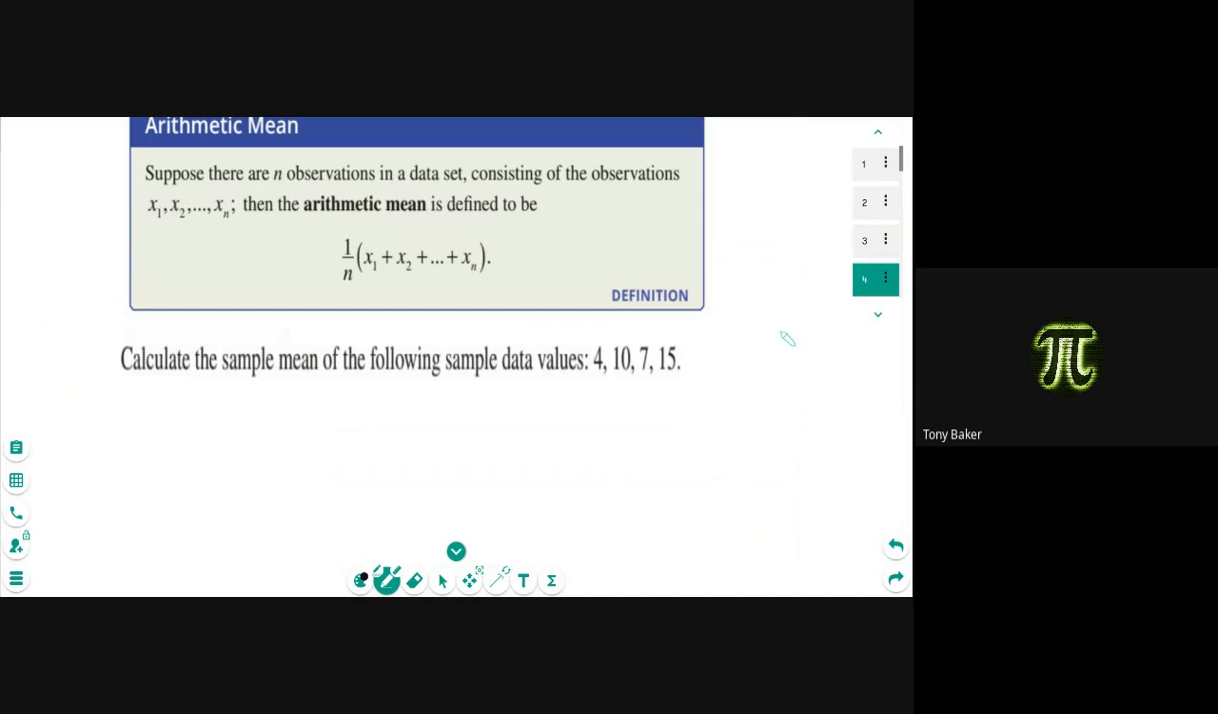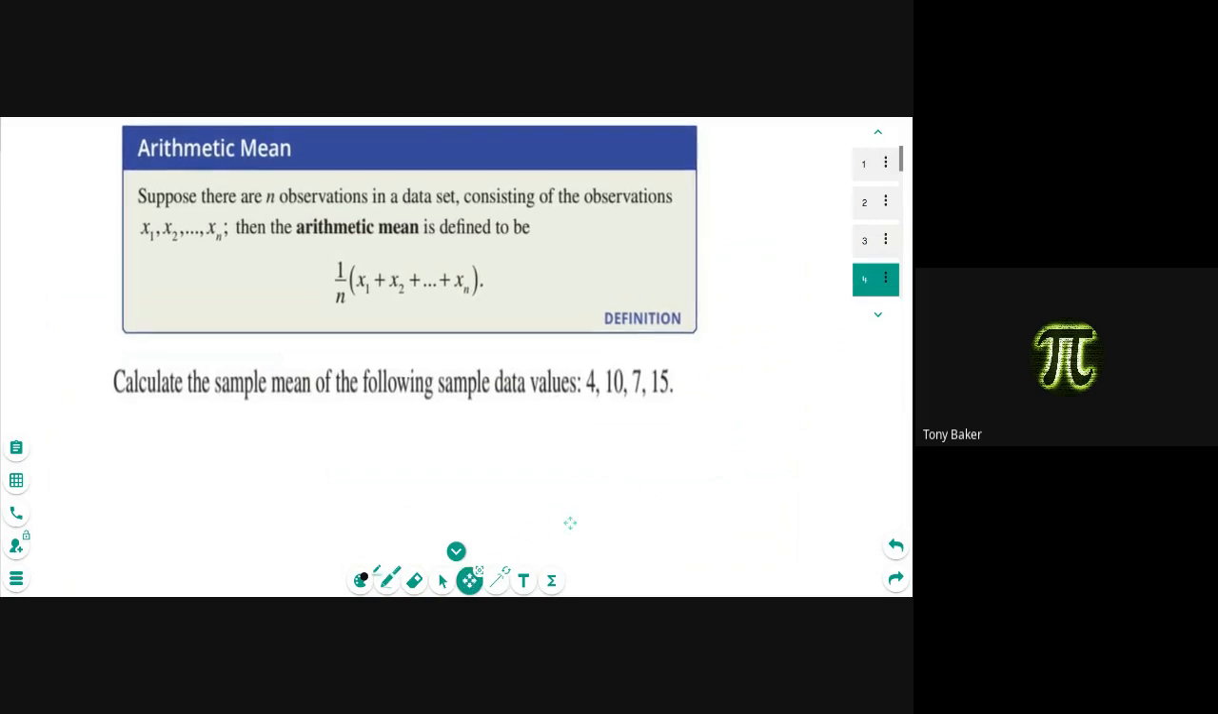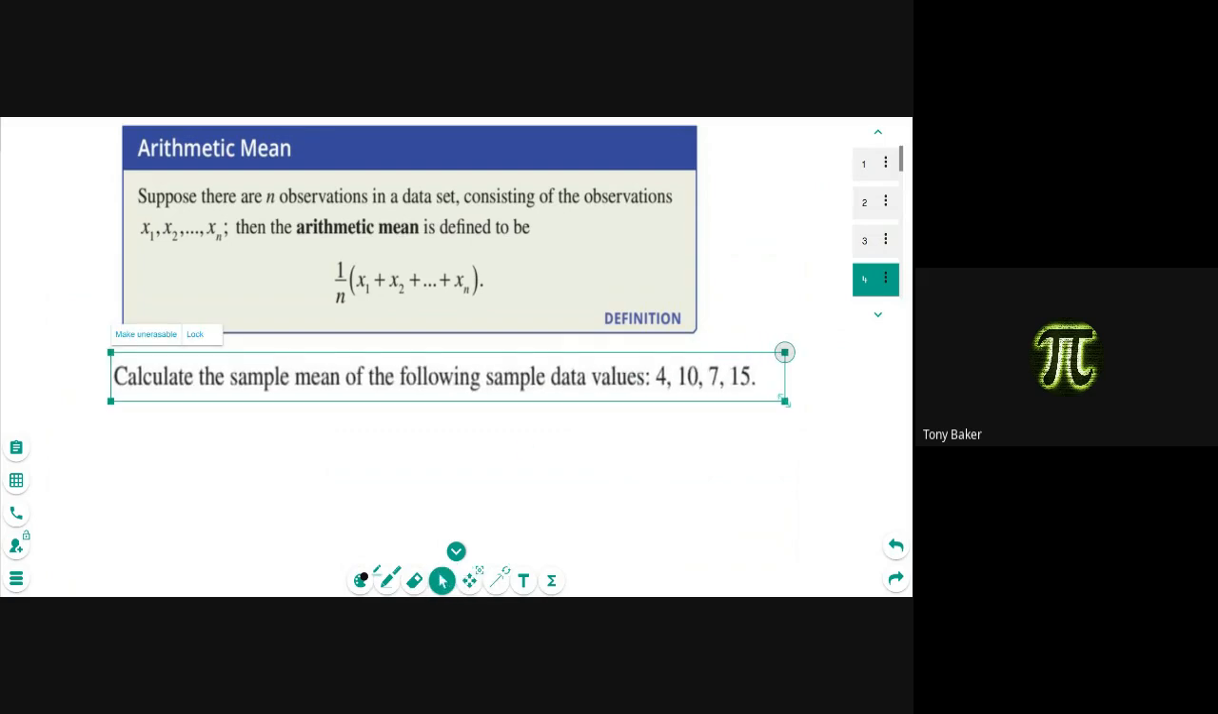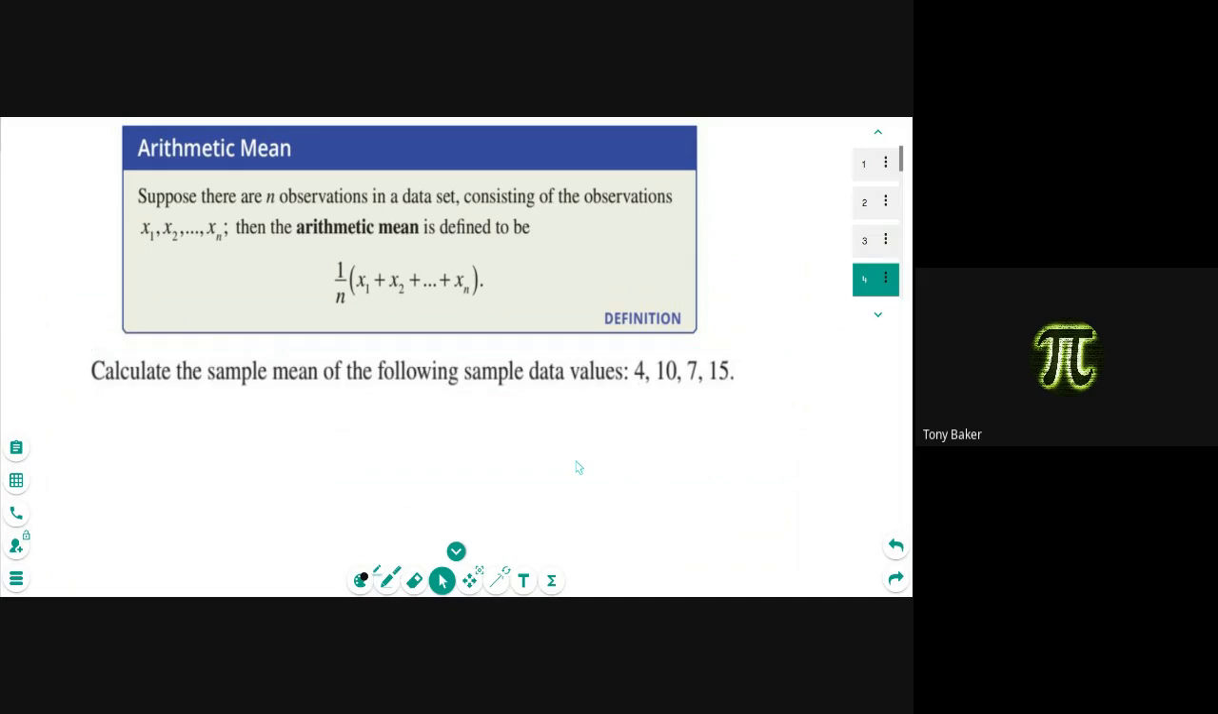Let's look at the first one. Mean. So I already said mean is the exact same thing as average. So how do we find average?